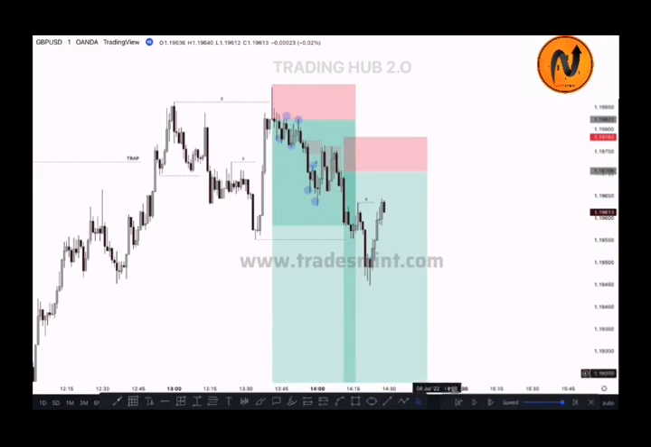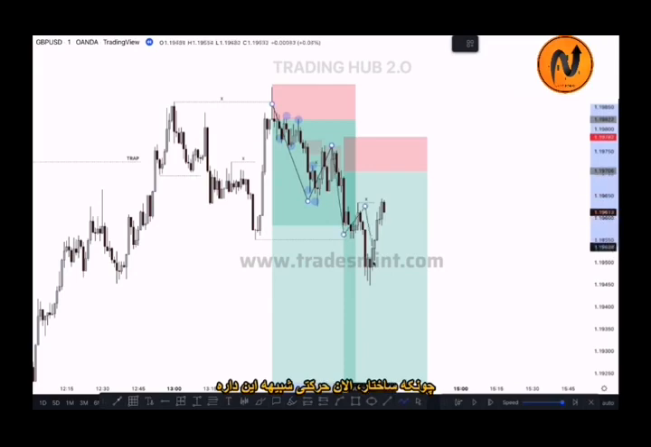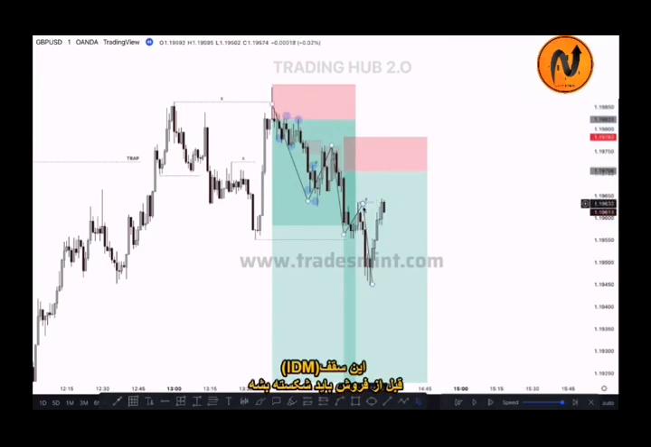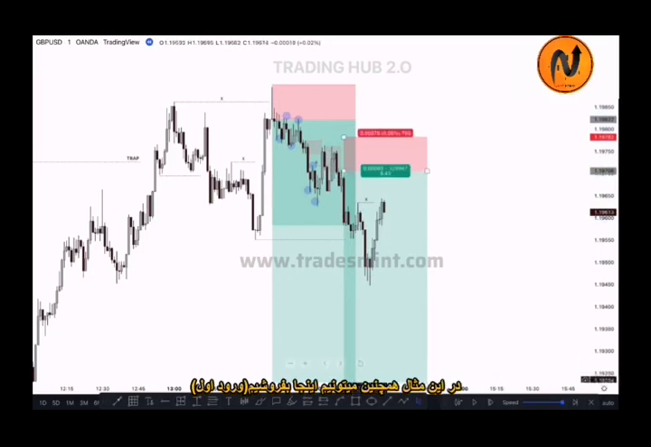Because now structure is moving something like this. This is the minor structure responsible for this move, but this major structure is responsible for this big move. Correct. So this high is our inducement. Price must take out this high before the sell. So in this case we can sell here also.